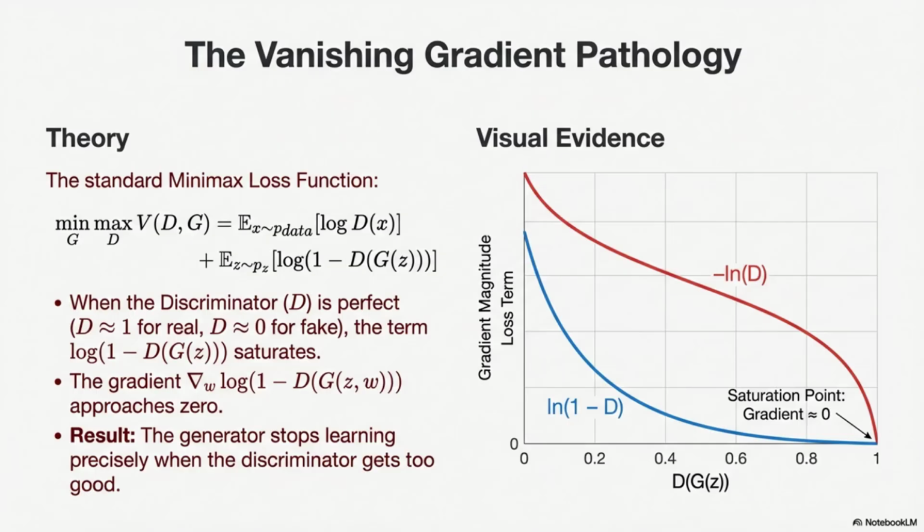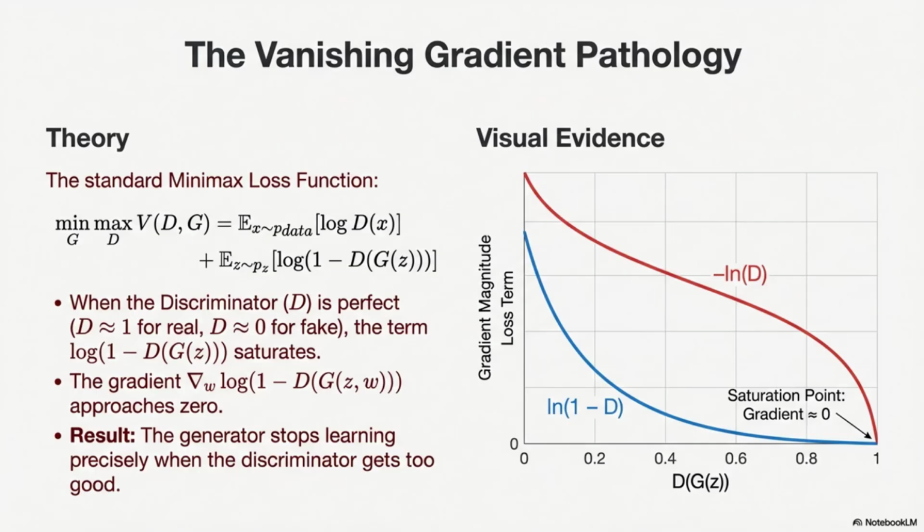Just look at the graph here. When the discriminator gets really, really good, when its output for fake stuff approaches 0, meaning it's 100% sure it's a fake, the generator's learning curve just flattens out. It goes to 0. It's this crazy paradox, right? The generator stops getting better precisely because its opponent got too good at its job.